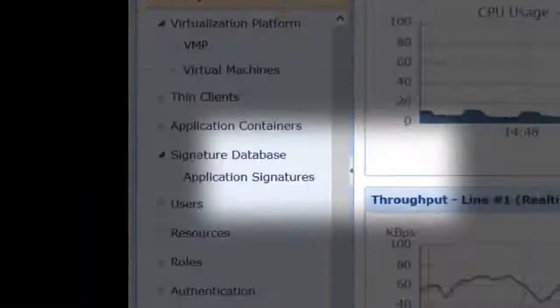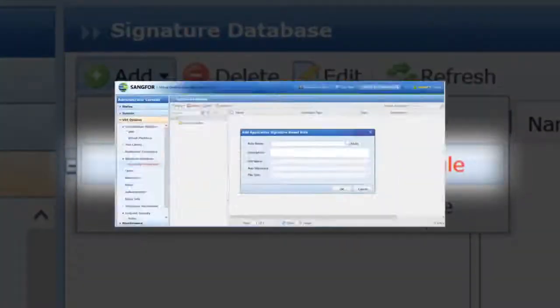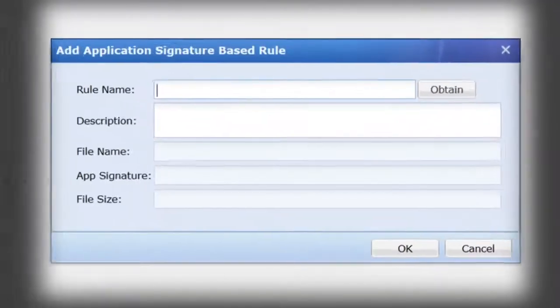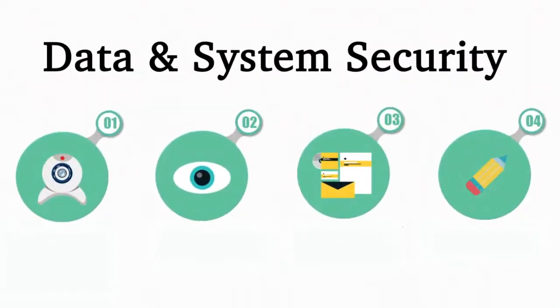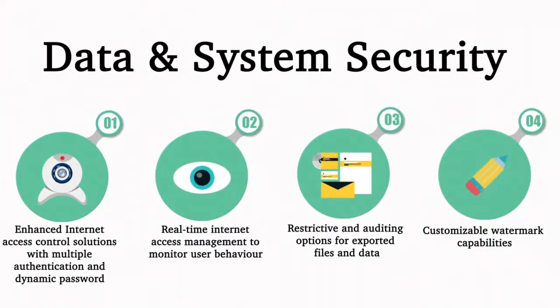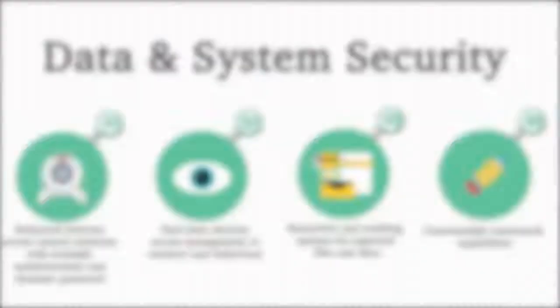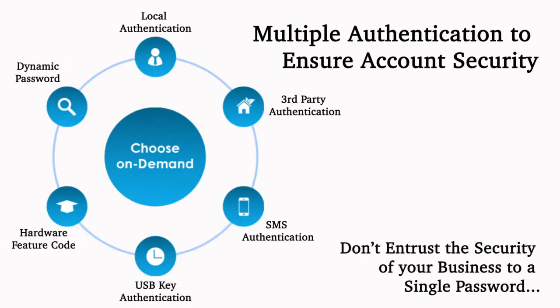Developed by Sangfor, the application Black and Whitelist feature controls the operation and resources dedicated to applications on user desktops. Centralized storage virtualization allows for advanced data protection and security risk visibility and reduces vulnerability to attack, downtime, and financial loss by enhancing internet access control solutions, offering real-time internet access management, offering file and data export audit, and customizable watermark capabilities. Sangfor provides 6 customizable authentication methods to ensure account security.